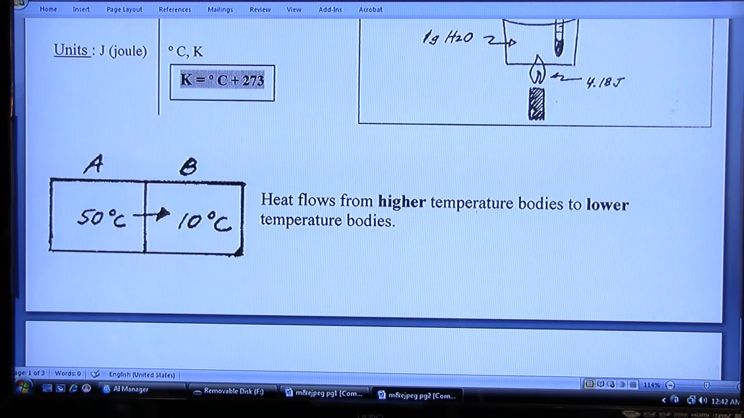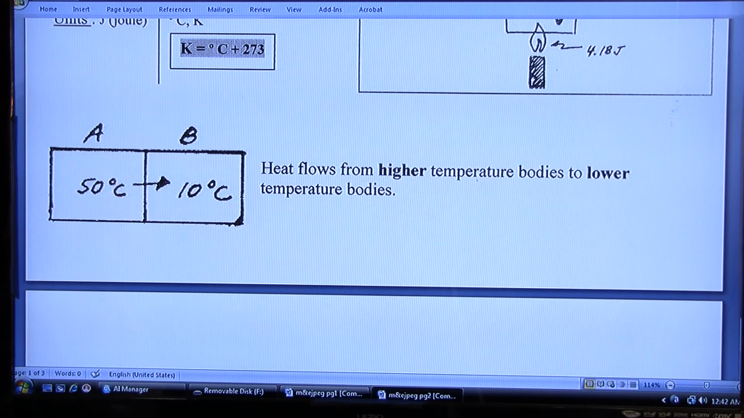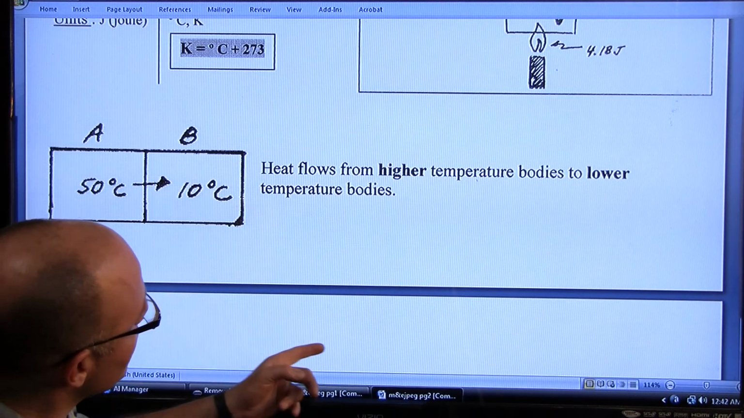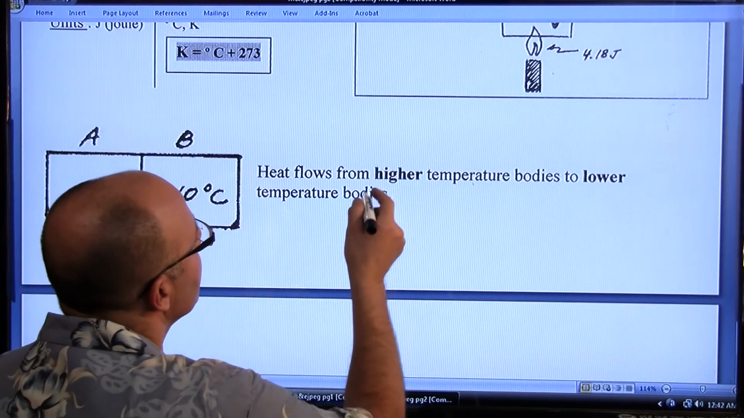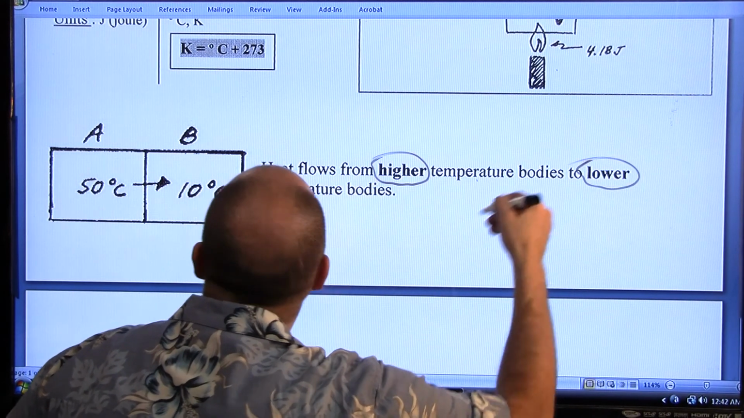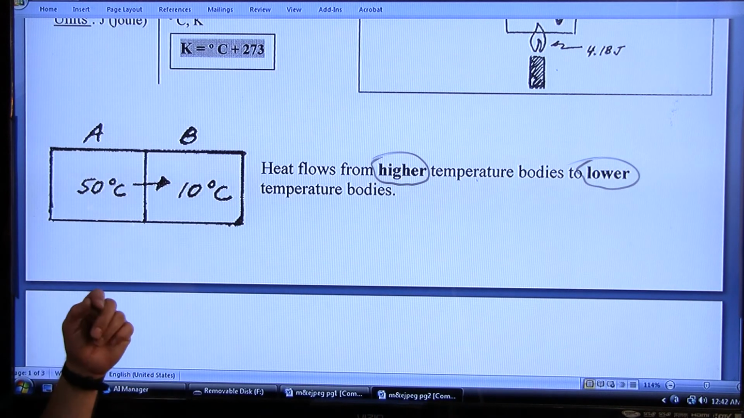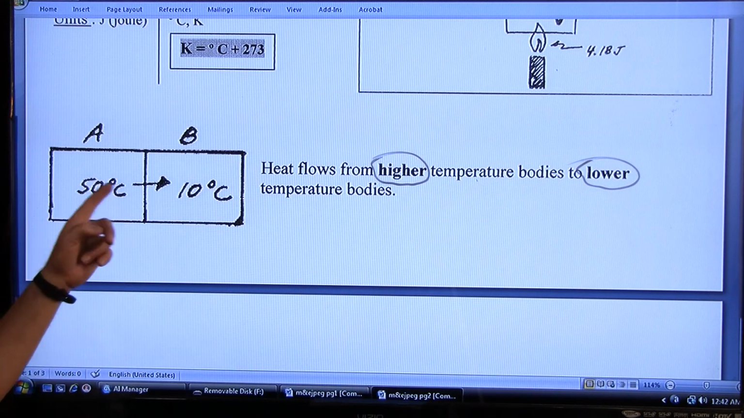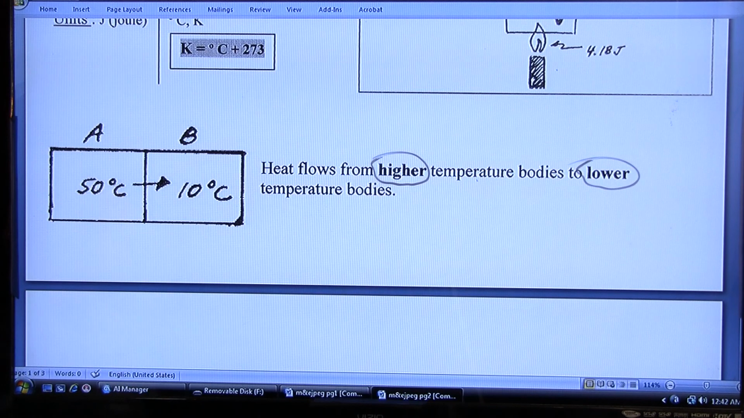Suppose you have two objects side by side touching each other. Which way will the heat flow? Heat flows from higher temperature bodies to lower temperature bodies, from high to low. So in this case here, heat is going to flow from A to B. A is at 50 degrees Celsius and B is at 10 degrees Celsius.